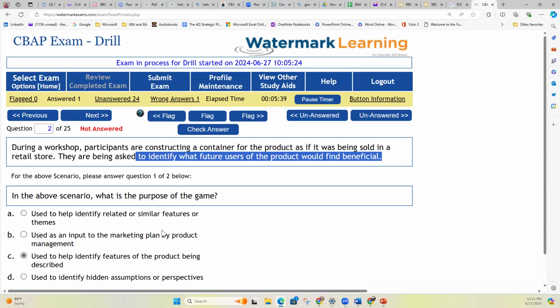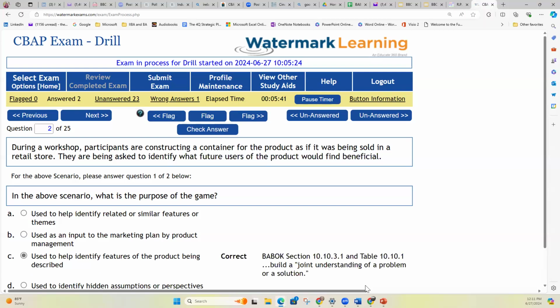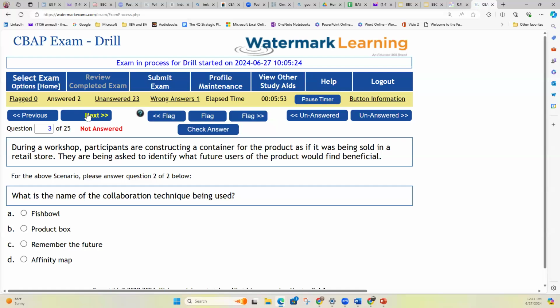Okay, so I've got 2 votes for C. Let's check the answer. And C is correct. This is to build a joint understanding of a problem or solution. Very good. I like your logic.